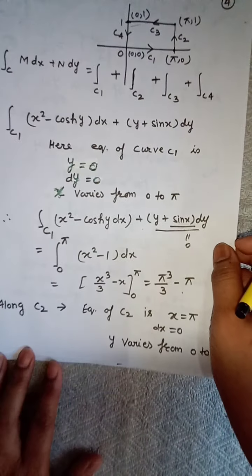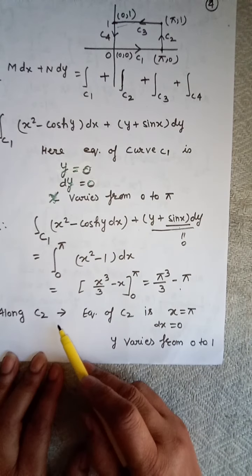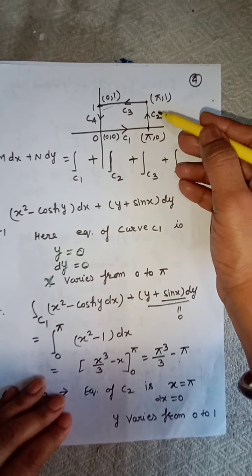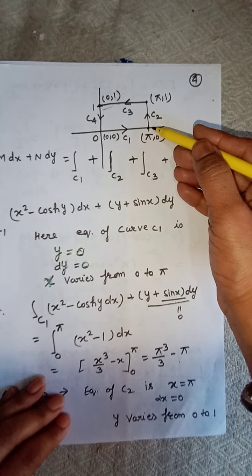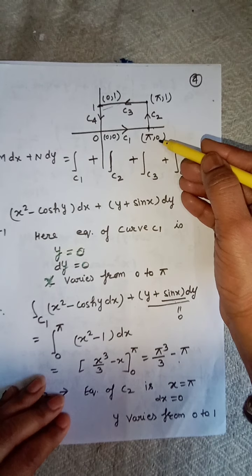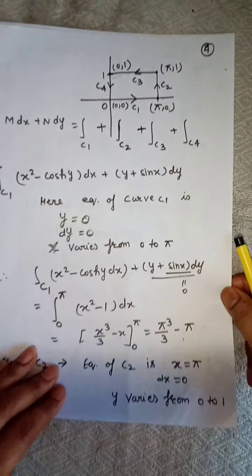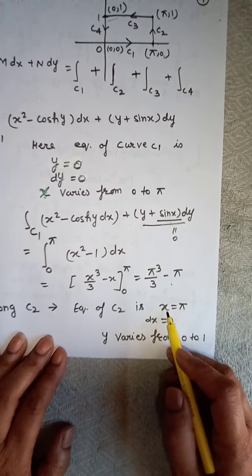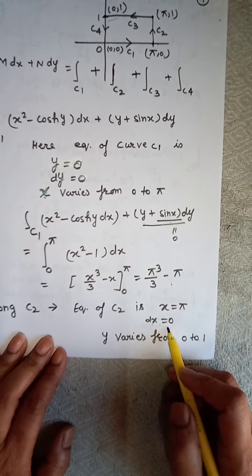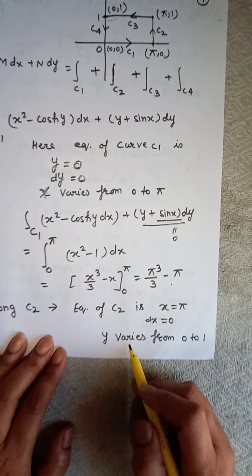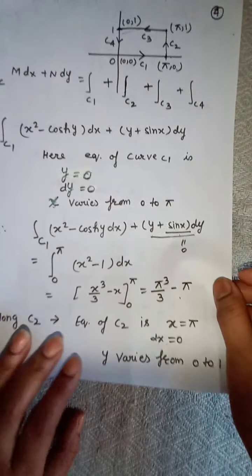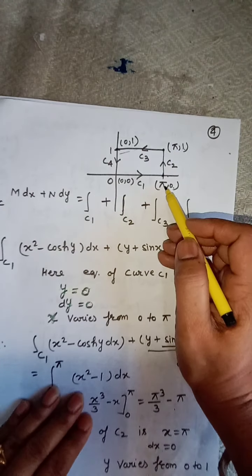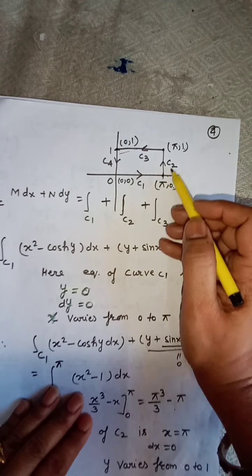Now we take along the curve C2. This is our C2. So along the curve C2, the equation of curve is x equal to pi, and look, y varies from 0 to 1. So here the equation of C2 is x equal to pi. When x is equal to pi, dx is equal to 0, and y varies from 0 to 1. You can see in the figure, y varies from 0 to 1, and the equation of the curve is x equal to pi.